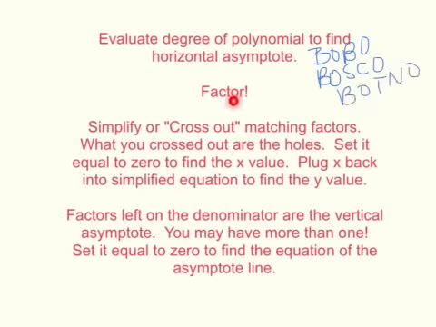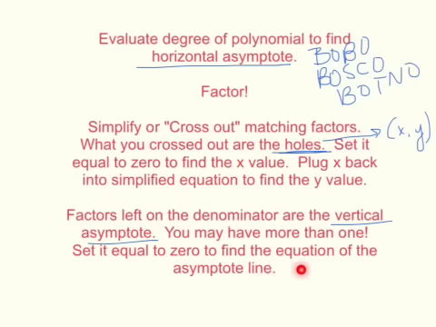Then factor. So you find your horizontal asymptote first, then factor. Simplify or cross out matching factors, and what you crossed out, that's how you get the holes. You set it equal to 0 to find the x value, plug the x back in to find the y value. So remember, holes should be an ordered pair. Then the factors that are left in the denominator are your vertical asymptote. Okay, it's okay to have more than one. Set equal to 0 to find the equation of that line.